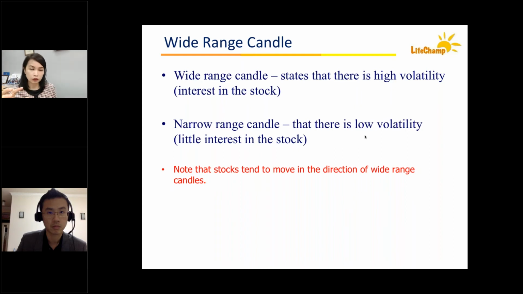But for that wide range candle or narrow range candle, you actually need to look at the volume. The candlestick is just a candlestick. It tells you the price action. But what professional chartists usually look at is the volume. By looking at the volume, it really gives you the interest in the stock, whether people are interested or not. It's the volume that counts. So always remember, the volume tells you whether the people are interested in the stock or not.